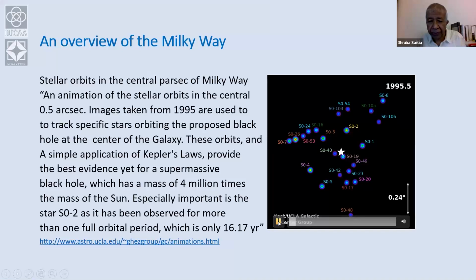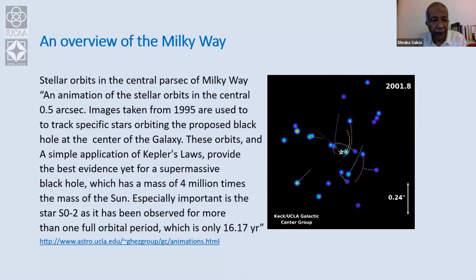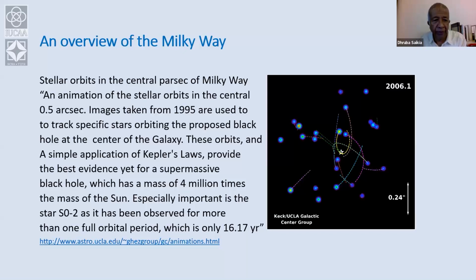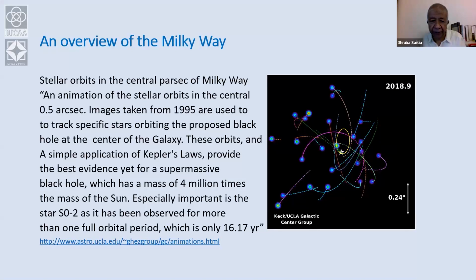Applications of Kepler's laws were used to infer the mass of the supermassive black hole at the center of our galaxy. This is an animation of the stellar orbits in the central 0.5 arc-second. As you can see, the years go by from 1995 to about 2020. And from the motions of these objects, the black hole mass has been estimated to be about 4 million solar masses.